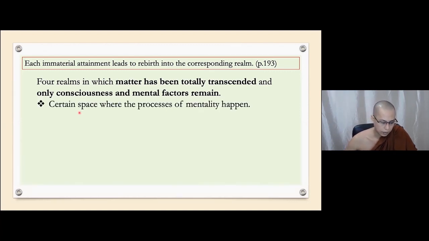Then what can we say about the realm of existence here? If there is no materiality, how can we determine the realm or the plane of existence? It is just a space, a silent space where the process of mentality happens. So the beings are the process of mentality, only the process of mentality. The realm is only a space, a silent space where the process of mentality arises. So the plane also cannot be seen by the eye. The being also cannot be seen by the eye.